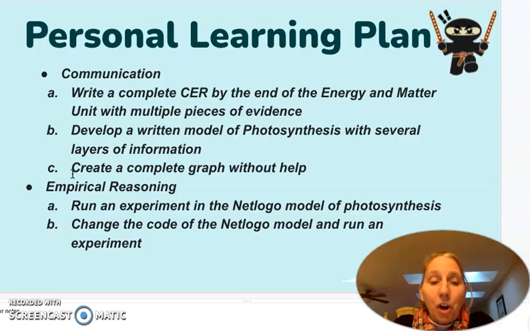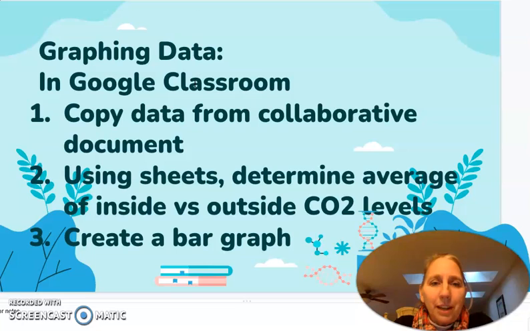Today, I gave out a hard copy of some ideas that you can use towards making goals for your personal learning plan. You can also find this digitally in Google Classroom under this topic. The first thing that we did today was graph data from the data that we collected when we went outside the other day, and we compared carbon dioxide levels outside and inside the classroom.